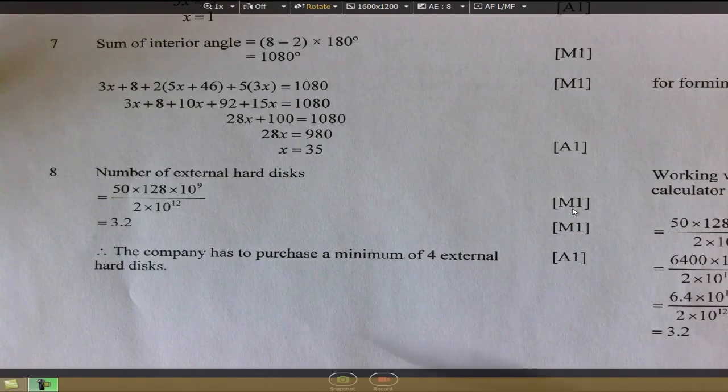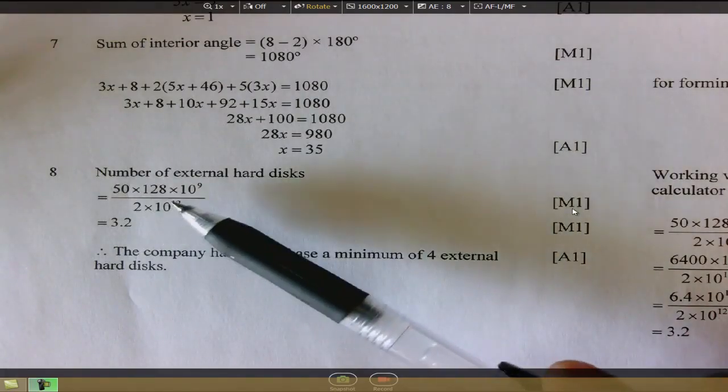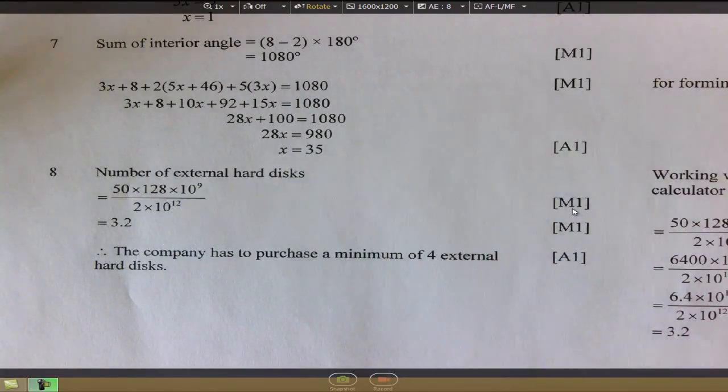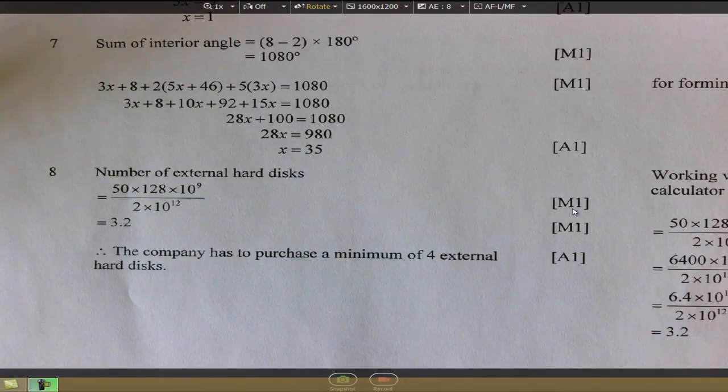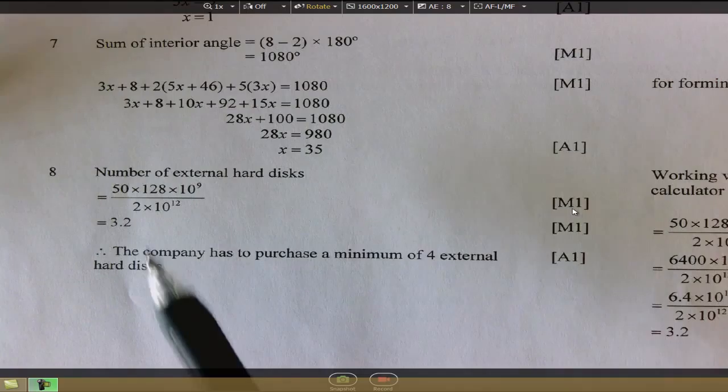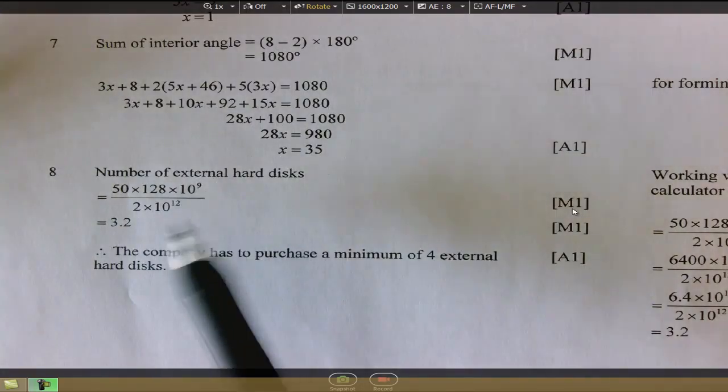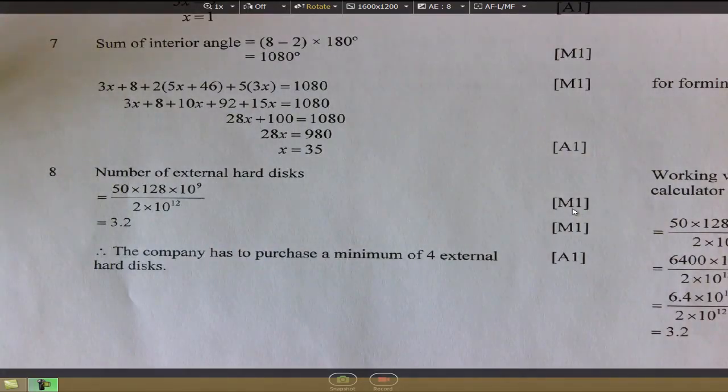So basically, 50 times 128 times 10 to the power of 9. This giga is times 10 to the power of 9. And for the external hard disk, tera is 2 times 10 to the power of 12. You divide out, you get 3.2. You cannot buy 0.2 hard disk, so therefore the company has to buy 4. 3.2 rounded up, you have to buy 4 external hard disks, and that's question 8. Now we shall move on to question 9.